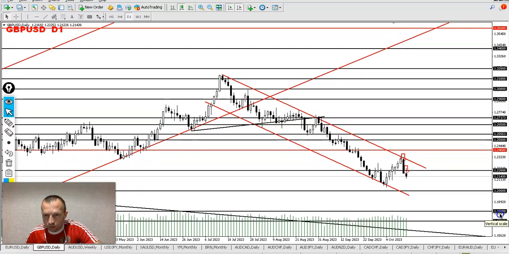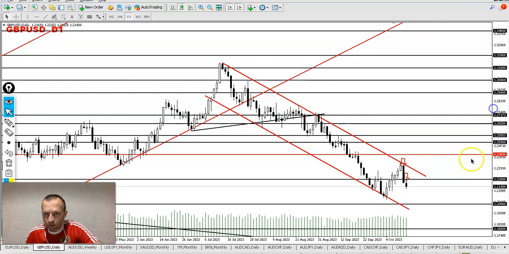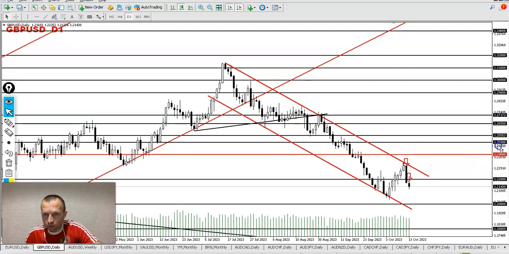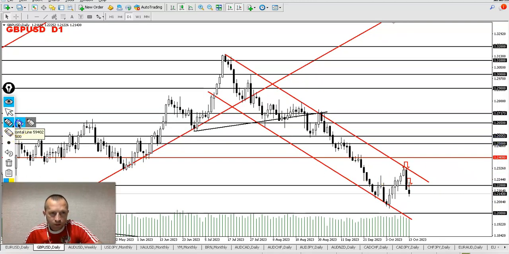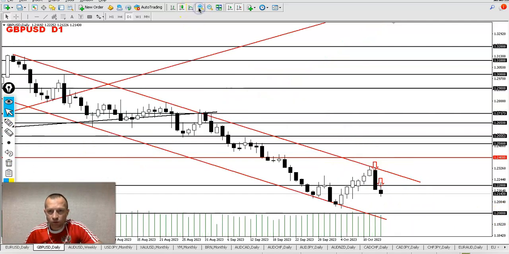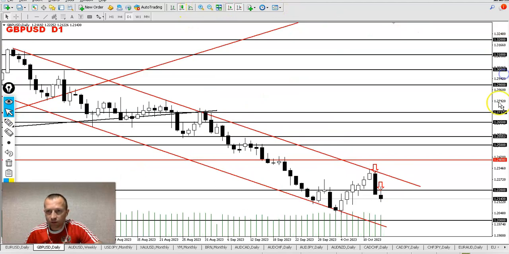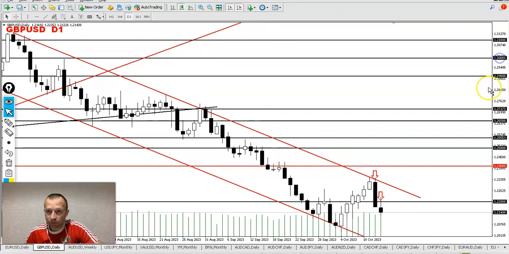So let's check the targets. The next target for us is 1.20 and then 1.18, and you can see 1.20 is nicely connected with the bottom of the descending channel, and I think this is the next target for us, 1.20, even I think even lower. So yeah, I would recommend to sell, guys, sell on strength if it will be the case next week.